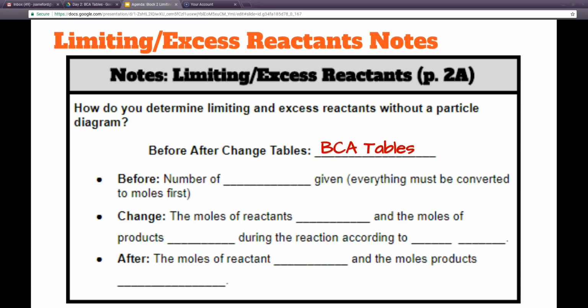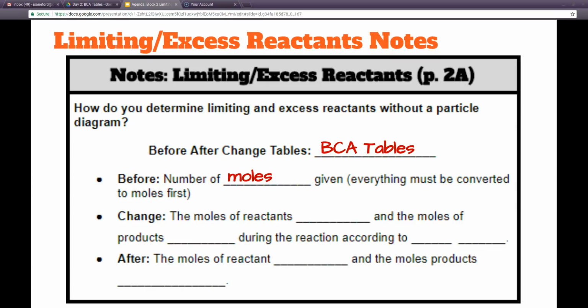We're going to abbreviate that BCA table. So B for before, A for after, C for change. There are going to be 3 sections of this table we fill out based on the given information. The before section is going to be the number of moles given to us. Everything has to be converted to moles in order to use this table. So if you're not given moles of something, you have to do that conversion first, and then we can plug it into the table. Again, everything in the table is going to be in moles.